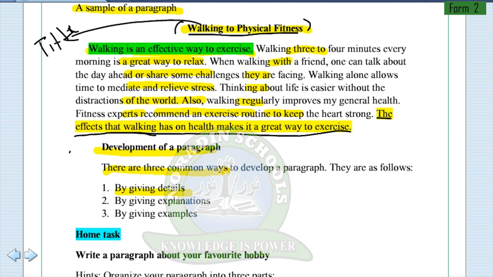That means you are going to write more details. For example, I said, this is the best school in Hargeisa. How is it the best? For example, we have got a specialized building or campus. We have got specialized teachers, well-trained teachers. We have got well-developed or well-equipped laboratories. These are the details with which you are going to develop your paragraph.